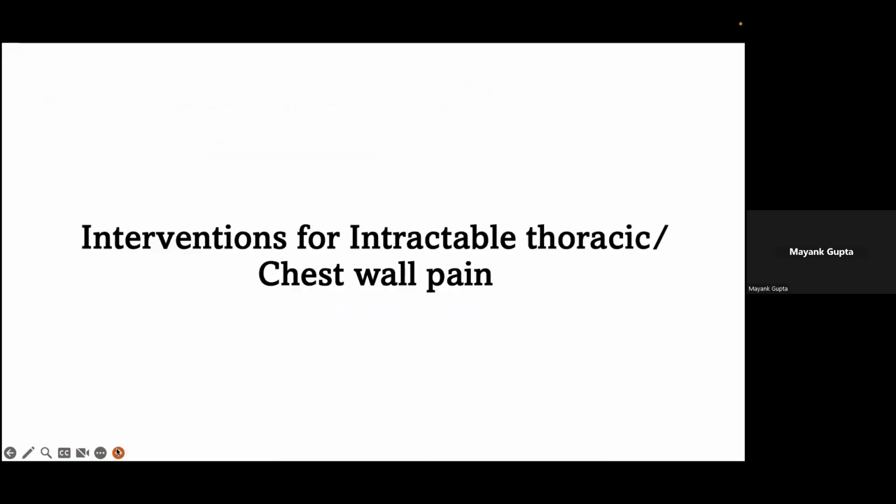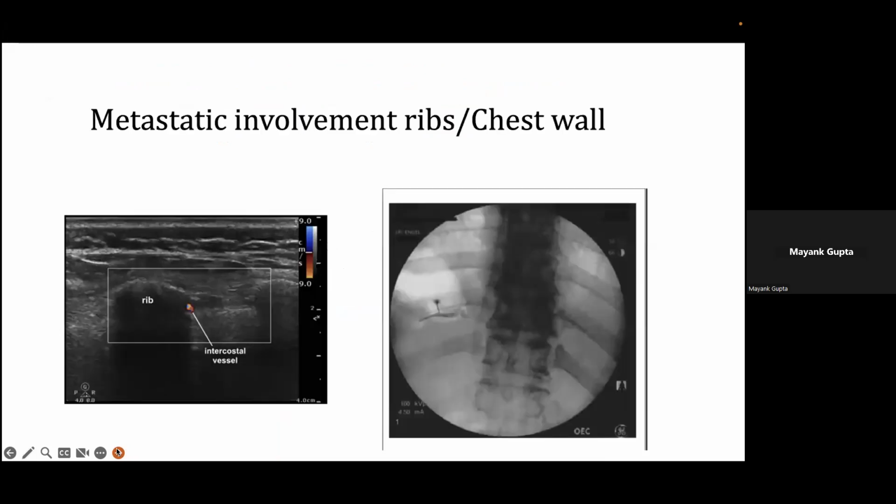Now coming on to the intractable thoracic or chest wall pain, for example, patients with CA lung or who have metastasis to the chest wall, and they get intractable pain along the intercostal nerves. The moment the patient breathes, the patient gets a severe neuralgic pain along the intercostal nerve distribution. You can go for intercostal nerve block.